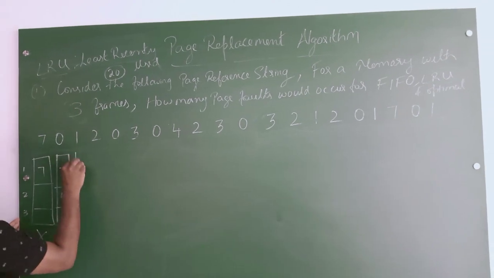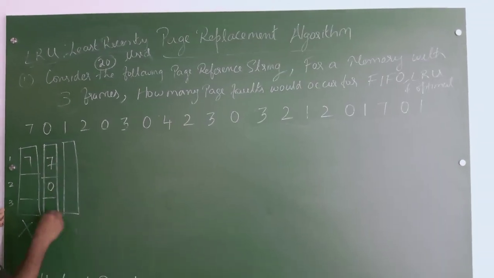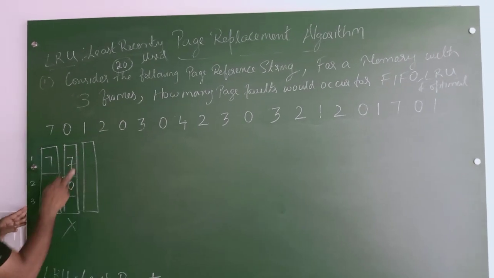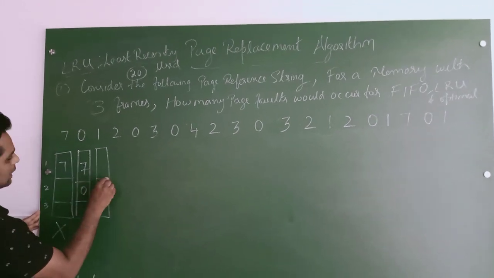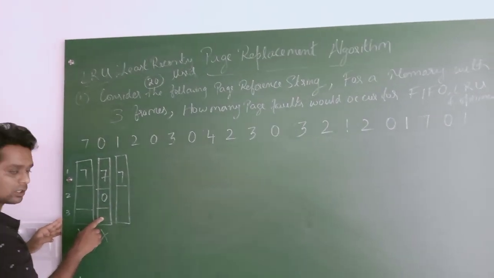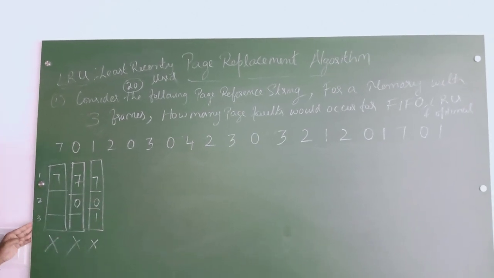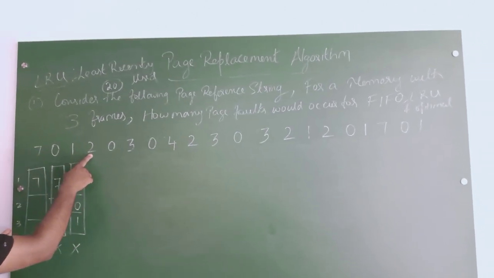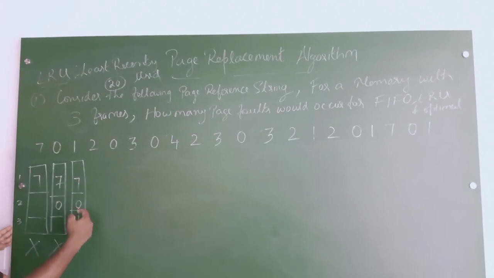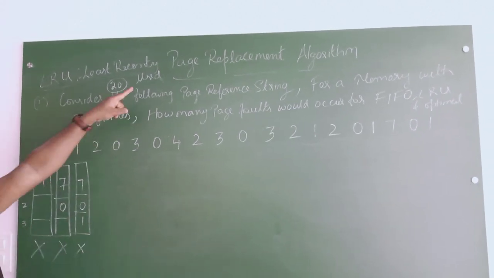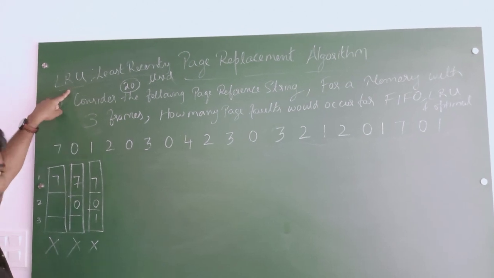Okay, the next page is which one here? 1. That page is not in memory. Space is there in the third slot. Insert that, and that is also called a page fault. Next, what is your page number? It is 2. It is not in your memory. You have to go for page replacement. What we are using is LRU.